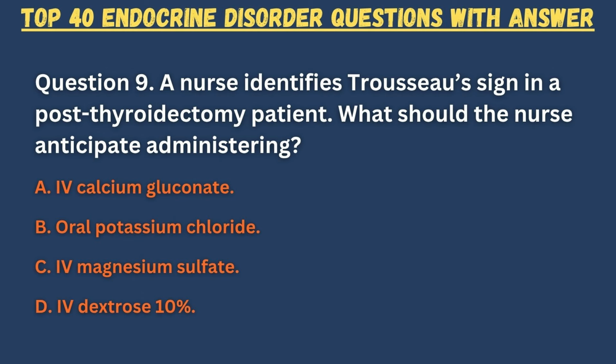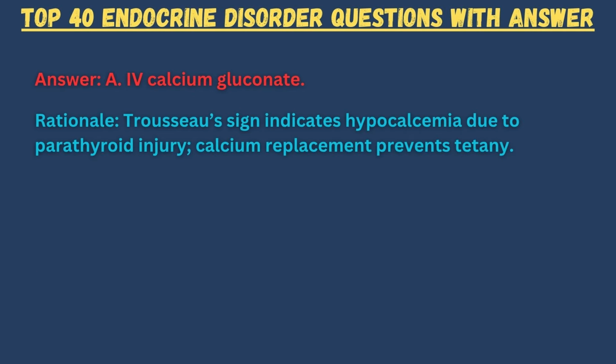Question 9. A nurse identifies Trousseau's sign in a post-thyroidectomy patient. What should the nurse anticipate administering? A. IV calcium gluconate. B. Oral potassium chloride. C. IV magnesium sulfate. D. IV dextrose 10%. Answer. A.